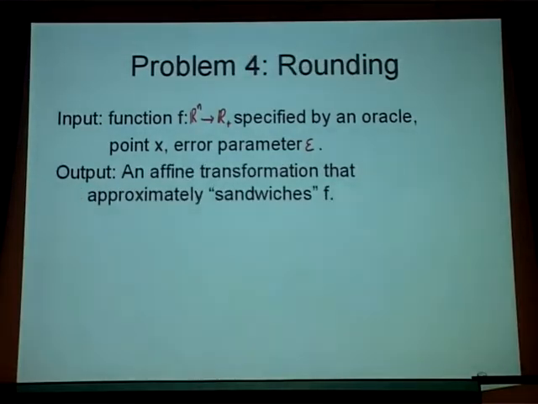Problem 4, rounding. We think of rounding as an affine transformation, I'll say more about this later, which tries to put the function in a round position so that the function at large values contains a large ball, and most of the function lies inside another ball that's not too large. So it's sandwiched between two balls, just as we did for convex bodies.